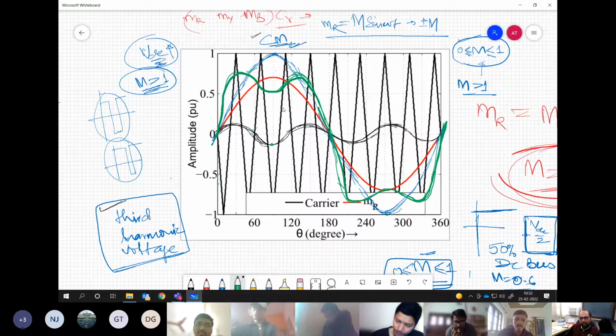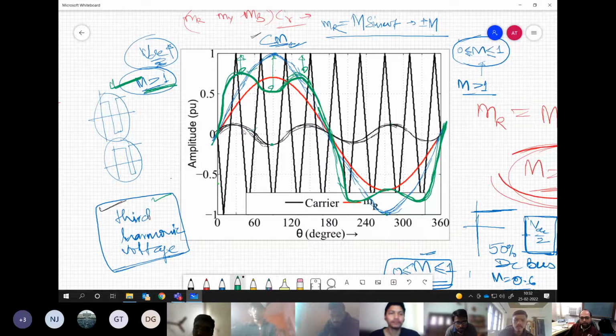So what has happened effectively is that by injecting this common mode, which is a third harmonic waveform, you have brought down the peak to this value. Now there is a gap between the peak and the portion where it may touch the boundary. You see that gap? So which means now you have the flexibility to increase your modulation index beyond 1. You understand my point?